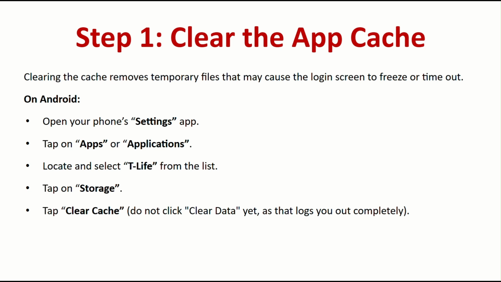Step 1 is to clear the app cache. On your Android device, open your phone settings app, then tap on apps or applications. Now locate and select T-Life from the list and tap on storage, then tap on clear cache. Do not click on clear data yet, as that logs you out completely.